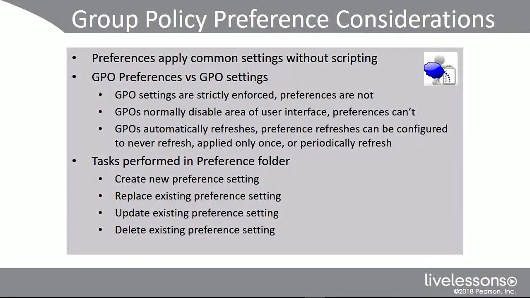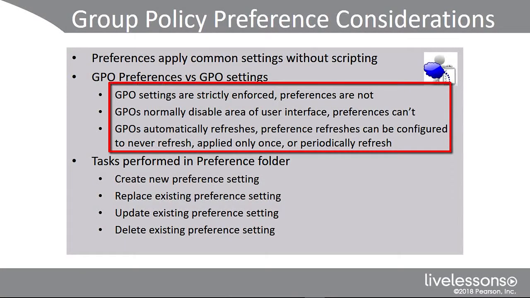Now there are a few other differences here. As you can see, GPO settings are strictly enforced. GPOs normally disable an area of a user interface. A preference can't disable a portion of a desktop like we can with the GPO. GPOs automatically refresh, but preference refreshes can be configured to never refresh, apply only once, or periodically refresh. So they're not automatic like GPOs are.